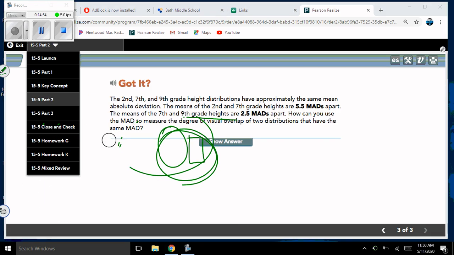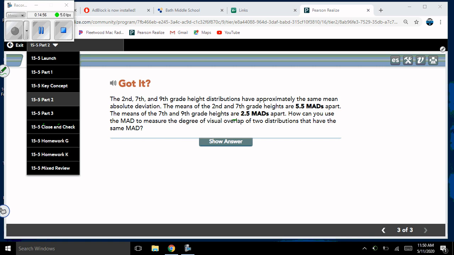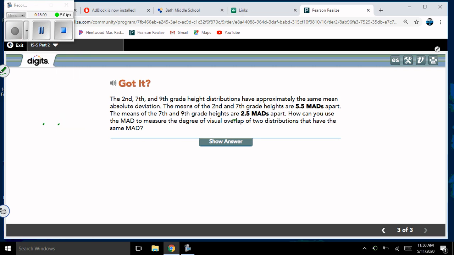Let's see what it says. So it says, second, 7th, and 9th grade distributions have approximately the same mean absolute deviation. The means of second and seventh grade kids is 5.5 apart. The means of seventh and ninth grade are 2.5 apart. How can you use the MAD to measure the degree of visual overlap?